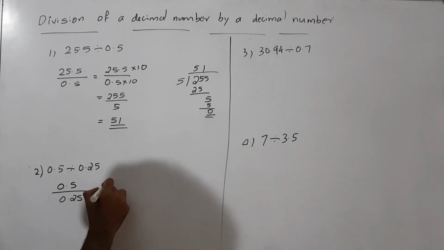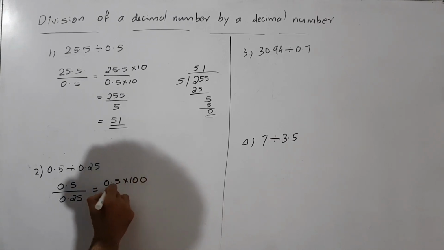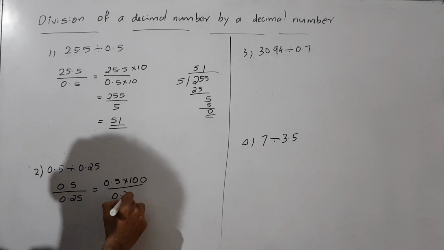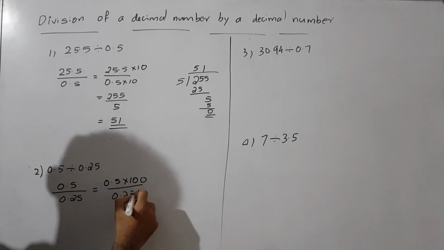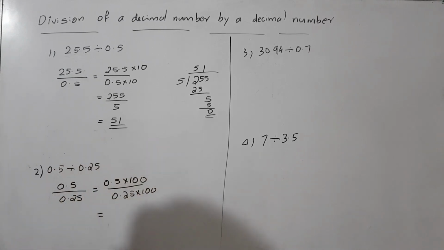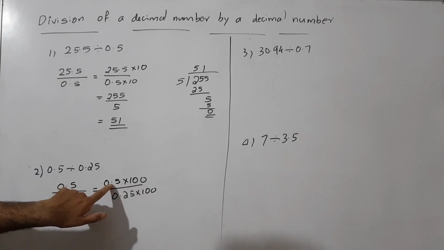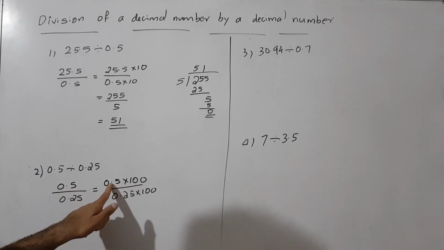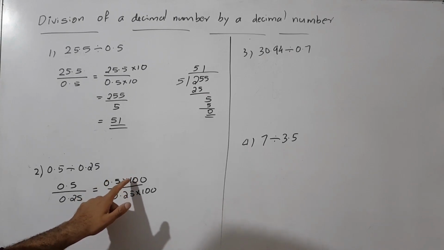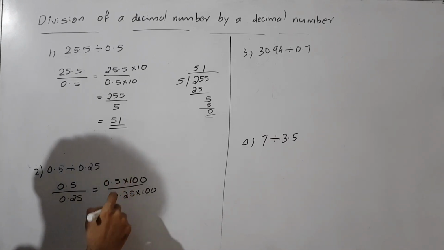So 0.5 into 100 by 0.25 into 100. Okay, then here we multiply by 100. The decimal point moves how many steps back? 2 steps, correct? But here there is only one number to move 1 step. There is no number to move the second step. Then what do we do? We add a 0. Then what do we get? 5 after 0, 50.